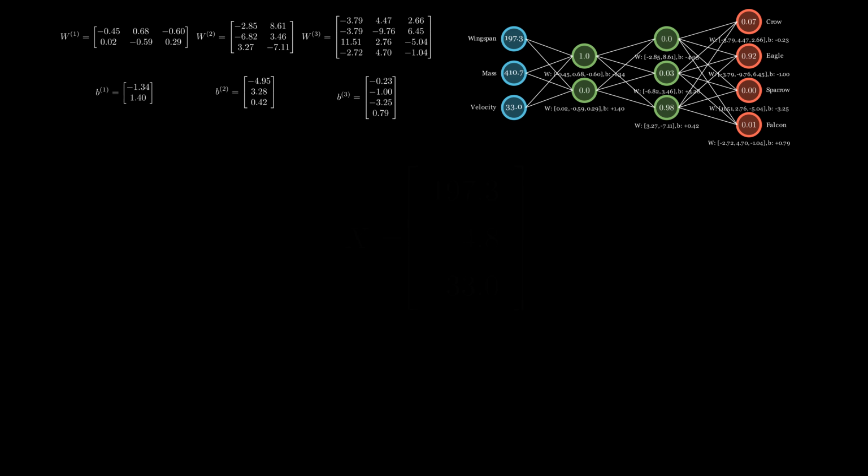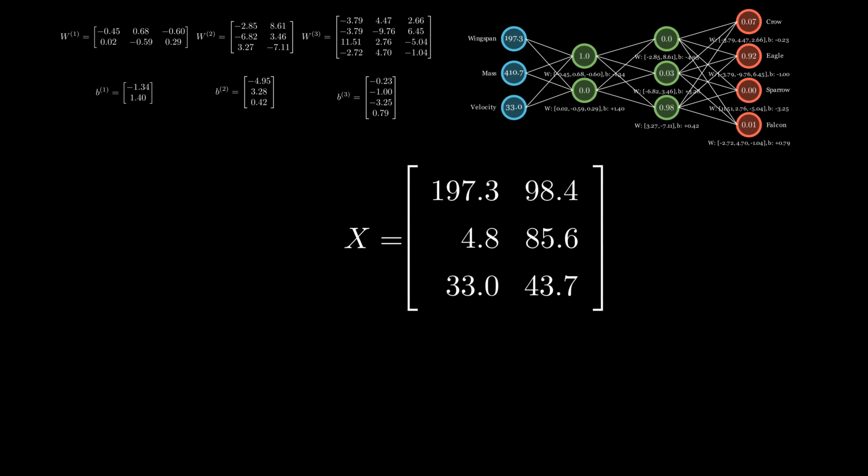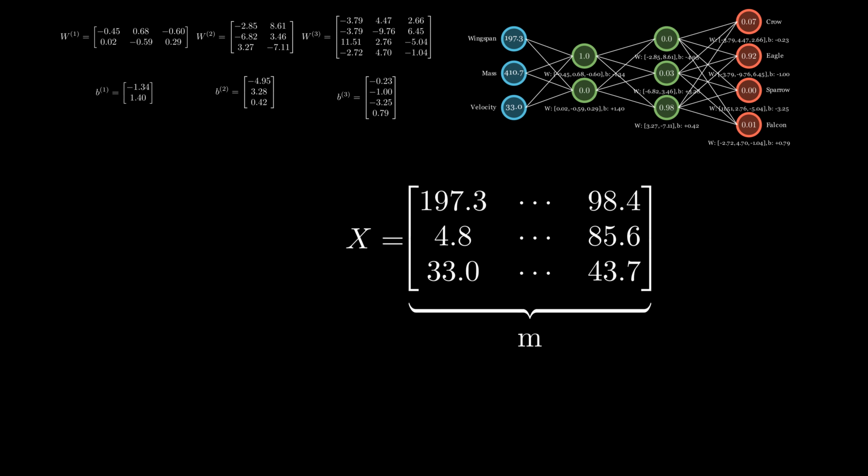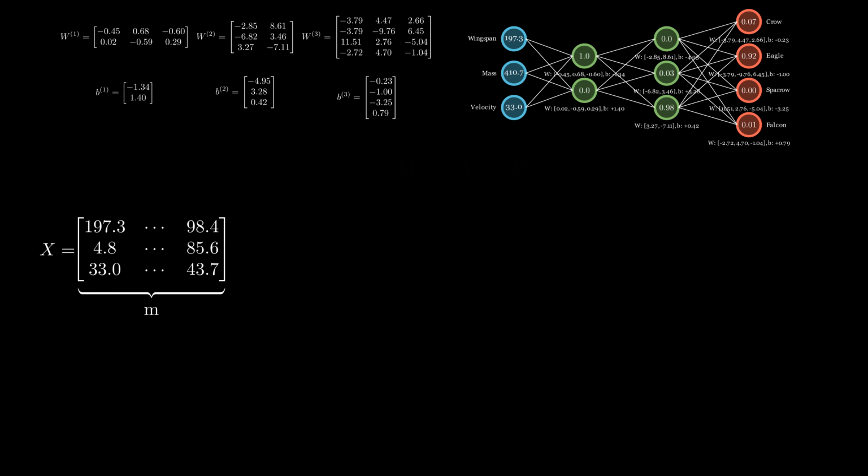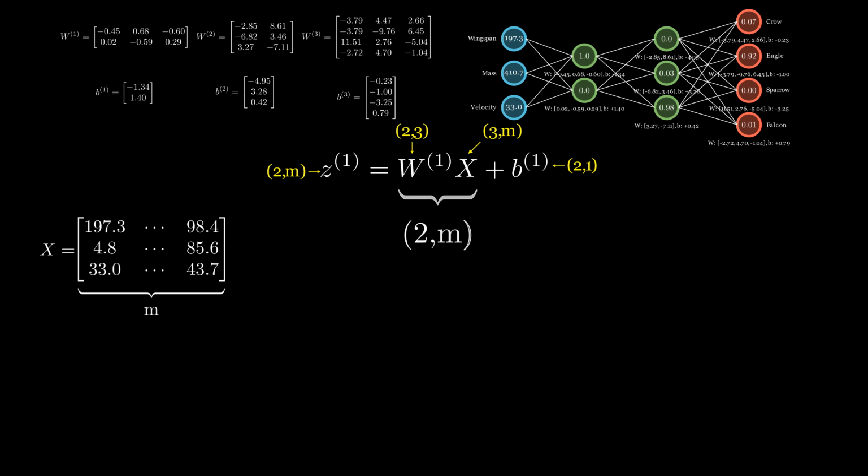Let's see how this works in our example. X is now a 3 by m matrix, where m is the number of examples in a batch. The shape of our weights remains the same. For example, the shape of W1 is still 2 by 3. The product of W1 and X has a shape of 2 by m, and so does Z1. So far so good, but there's a problem here. A shape problem to be exact.